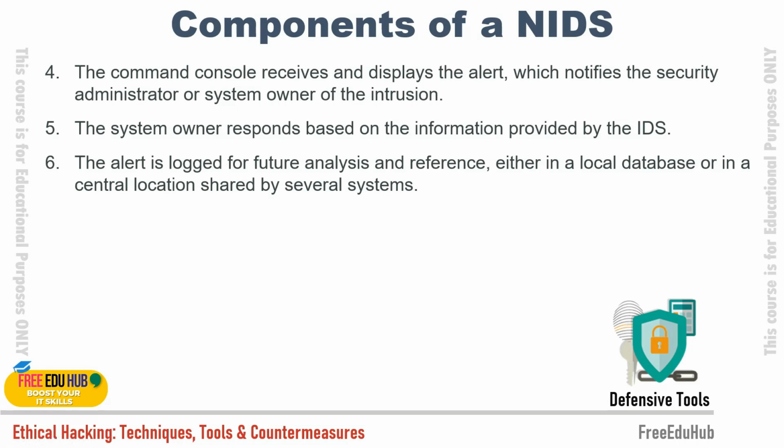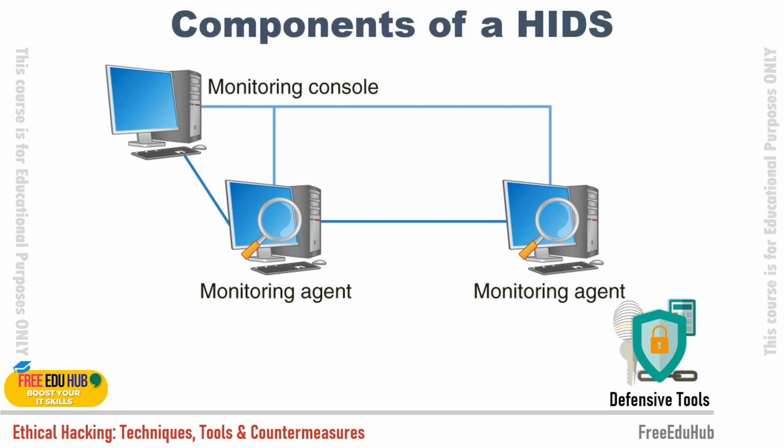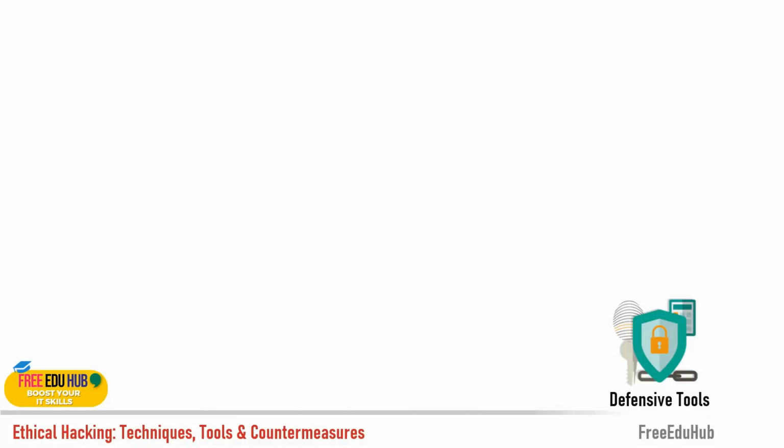The alert is logged for system analysis and reference, either in the local database or in a central location shared by several systems. So even if it is handled, suppressed, or any action was taken, the information related to that is usually logged in the database, which can be monitored later. Now these are the components of a host intrusion detection system. There is a monitoring agent installed, and then there is a monitoring agent installed on another PC. So if there is an activity taking place, the monitoring console will be updated that there is an attack in progress on a specific computer on the network.